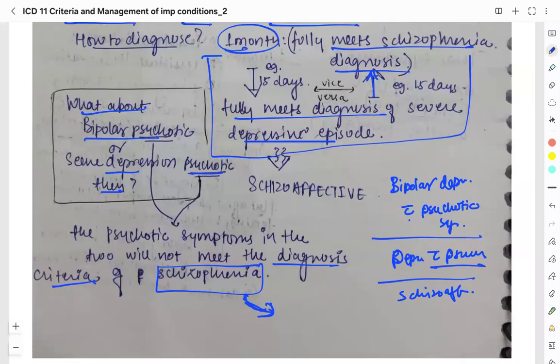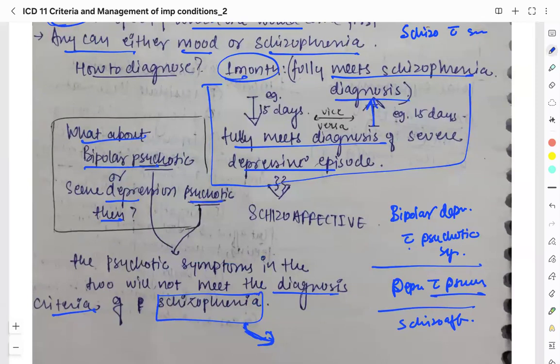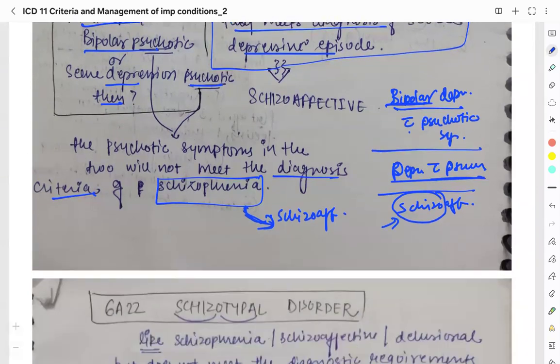And so in the case of schizoaffective, this is going to be met. But in cases of bipolar episodes or depression with psychotic symptoms, the schizophrenia diagnosis is not going to be met. The criteria is not going to be met.